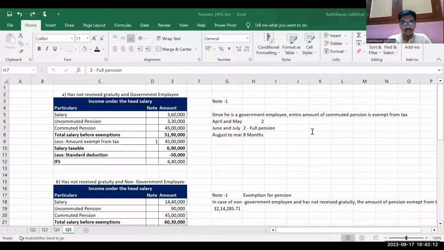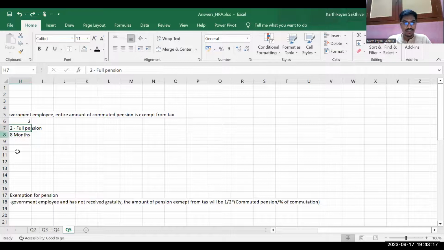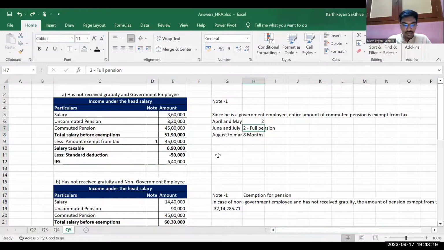Yes. But at this point we have just one point. If at all you are just going to take it for the government employees, there is a stand that only if it is received at the time of retirement, it is fully exempt. Commuted pension. Okay. But what we are taking is, since it is in the same year, I'm just taking it to be exempt. Is my point clear? Yes.